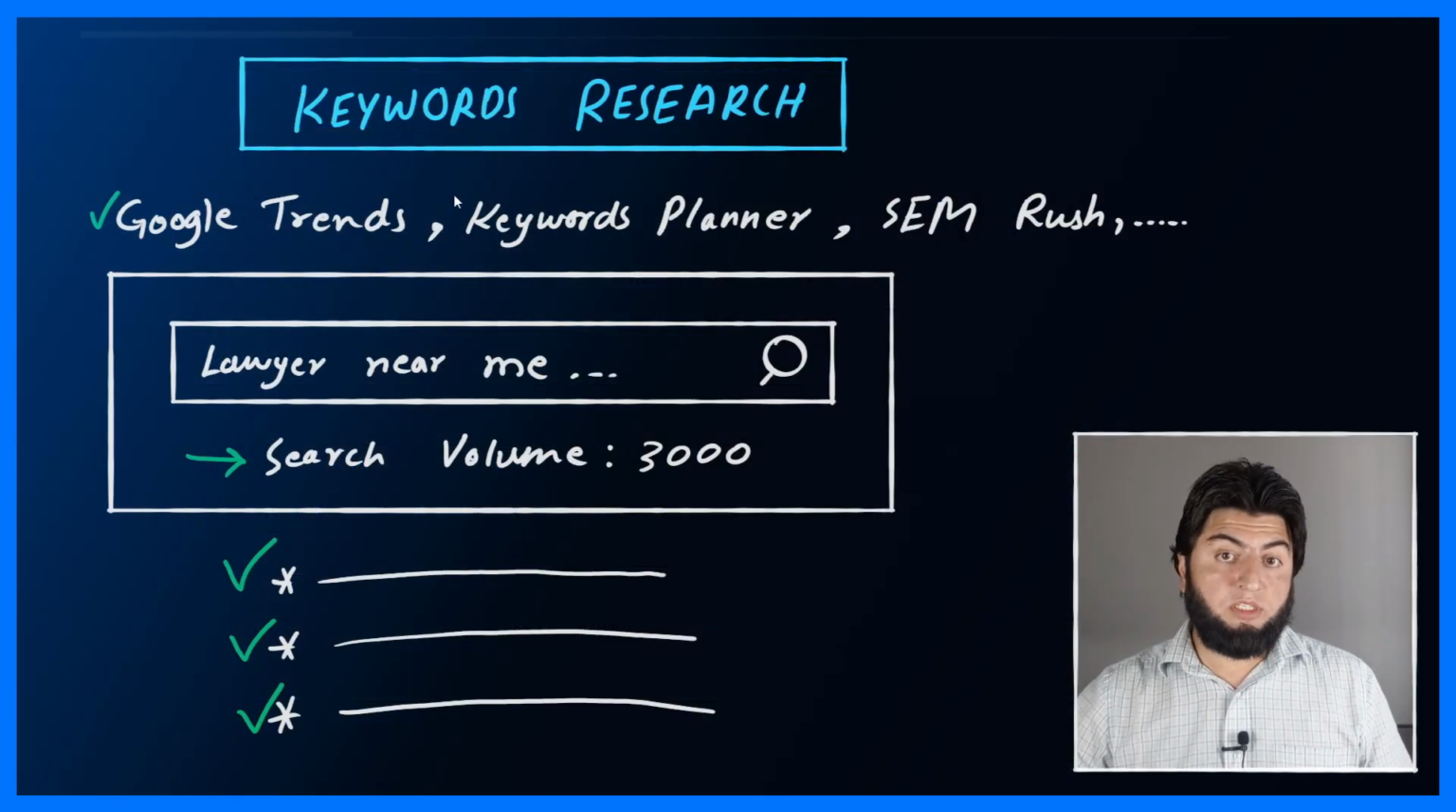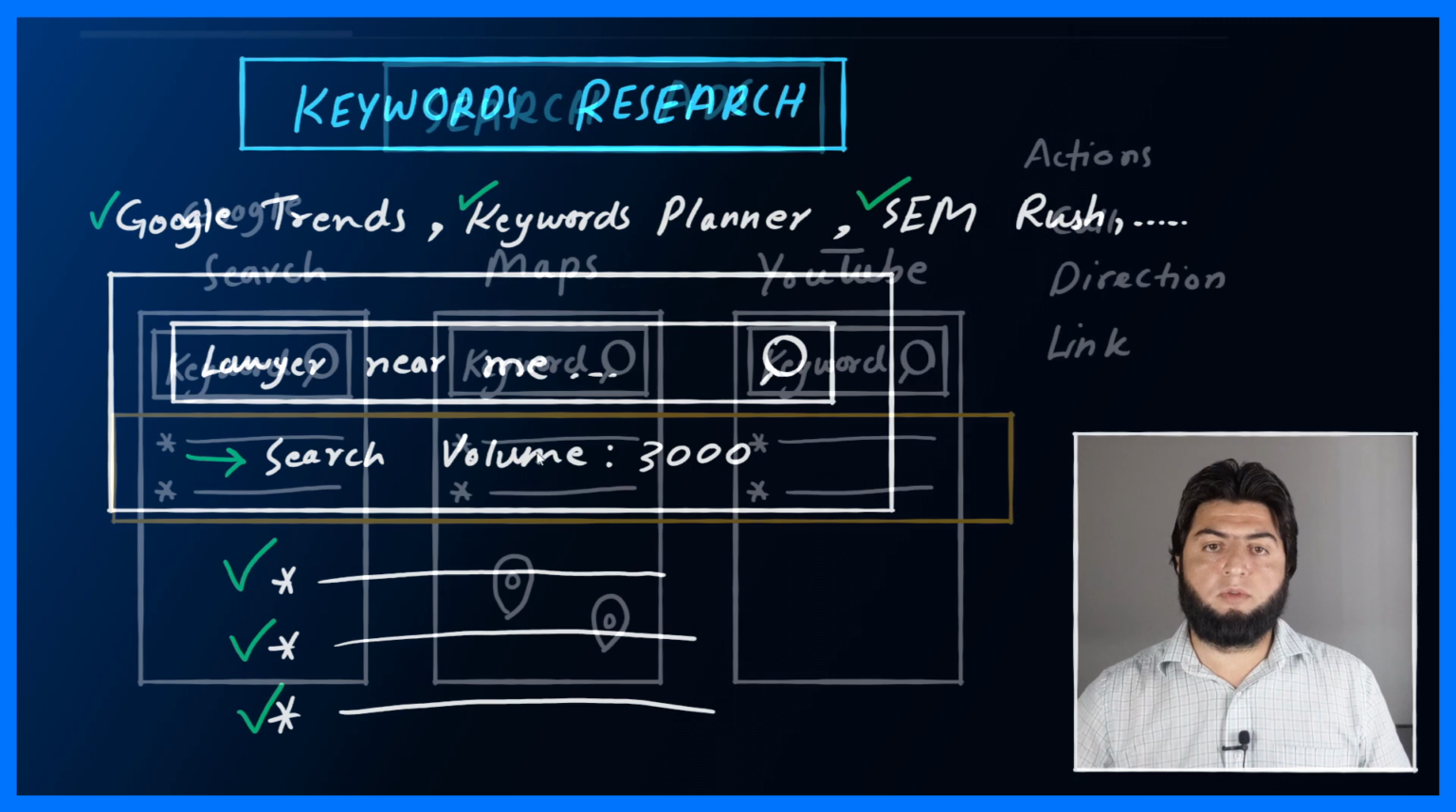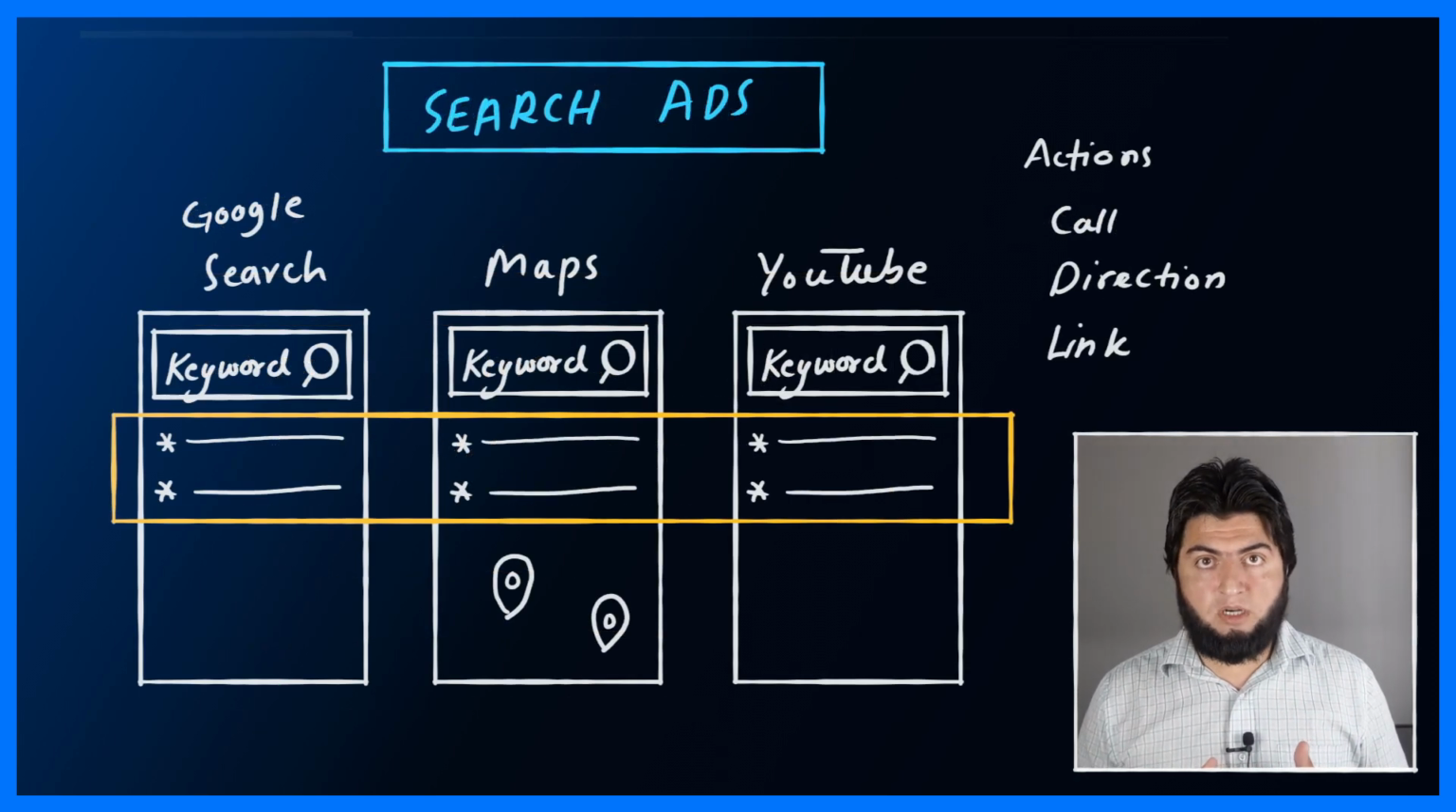Then we have Keyword Planner from Google as well. Then we have SEMrush and many more tools. Once we have a list of keywords that are relevant to the business and get a decent amount of monthly traffic, then we go ahead and create a search ad.